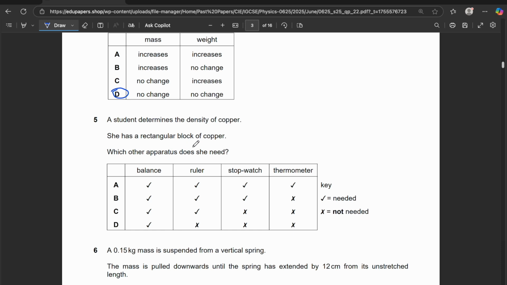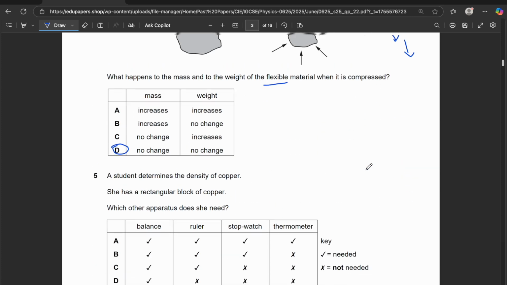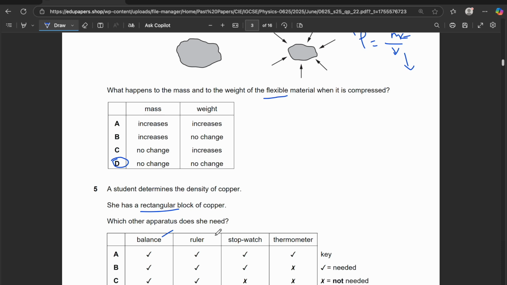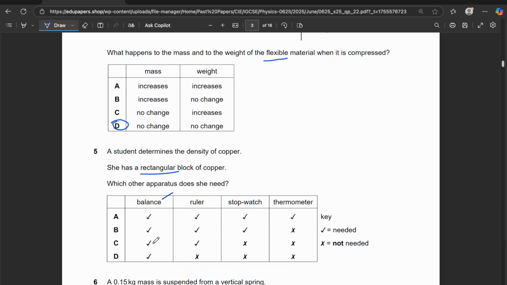5. A student determines the density of copper. She has a rectangular block of copper. Which other apparatus does she need? We can look at the equation here, mass over volume. So we need to find mass, so a balance, and it is a rectangular block, so we can use a ruler to measure the dimensions. So a ruler is also needed. Stopwatch, there is no time here. Thermometer, there's no temperature here, so only these first two. So it's going to be C.